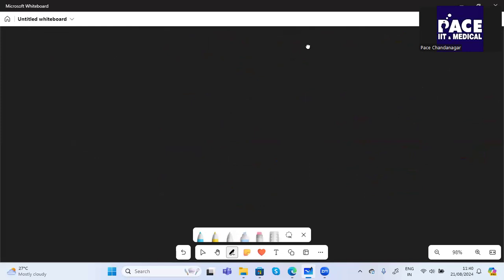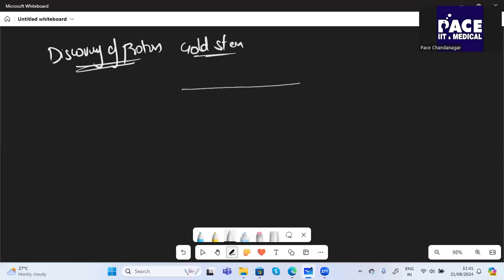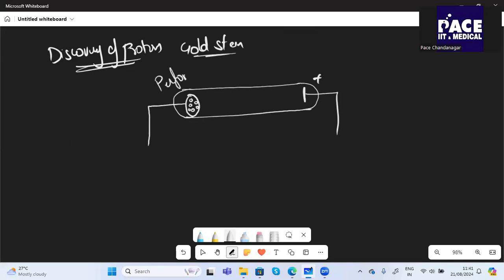Discovery of protons by Mr. Goldstein, right? Goldstein experiment: the same kind of discharge tube you will see. A discharge tube with an anode, the positive terminal, and a perforated cathode. The cathode used here is made up of holes. All these holes are there. This is called a perforated cathode, with a negative charge.